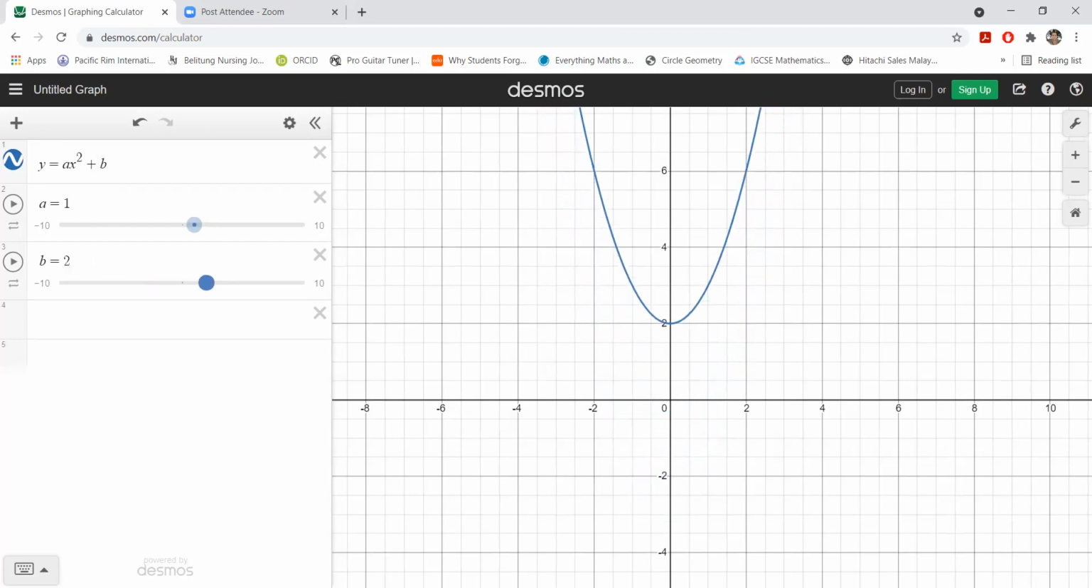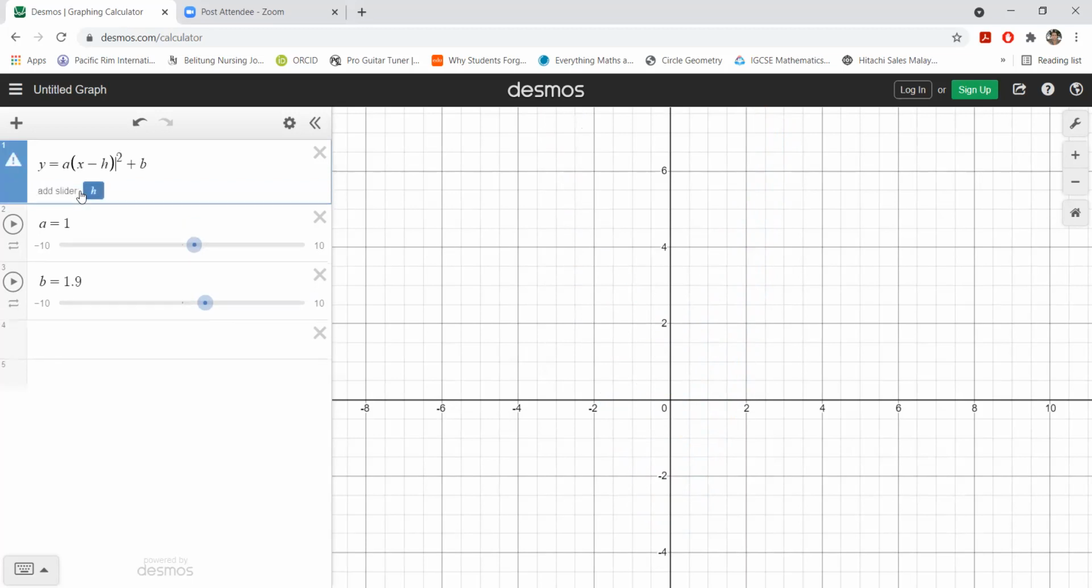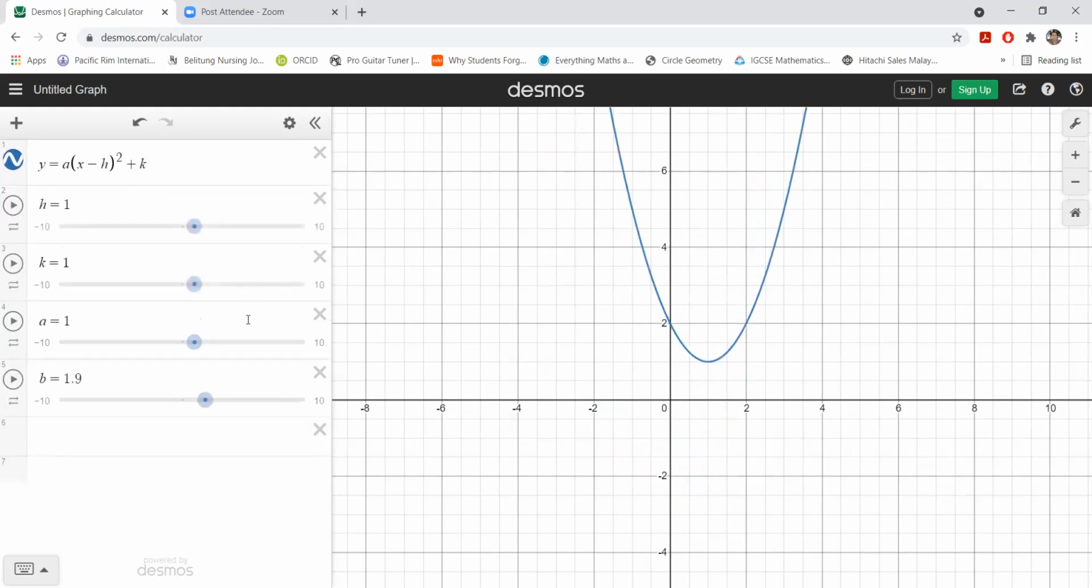Okay. So I'm going to change this formula. I'm going to make a new formula now. I'm just going to take the A out. So I'm just going to make A be 1. So I'm going to put a bracket there, x minus what I call h squared. And I'm going to make the last one k, because this is a normal notation we use. Okay, so we can do that for all. B is gone. So now we've got A, x minus h squared plus k.